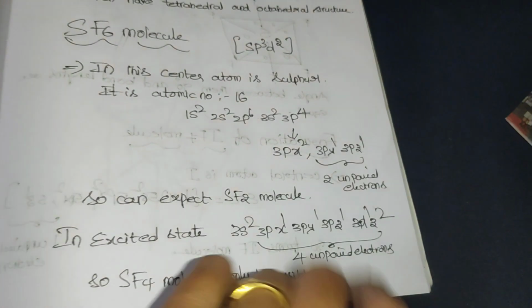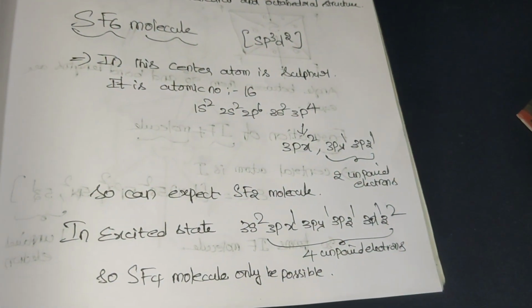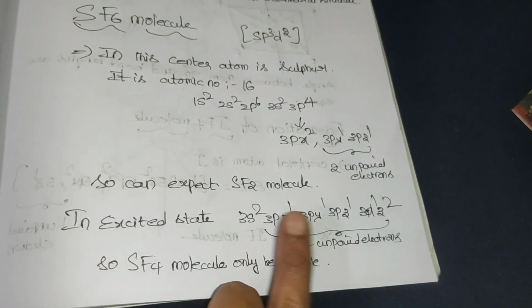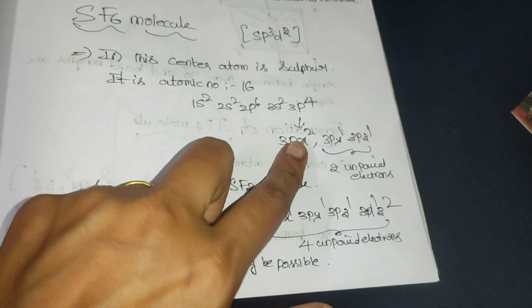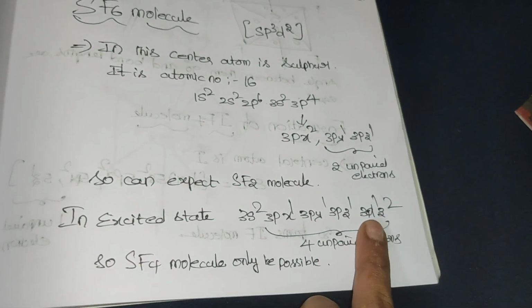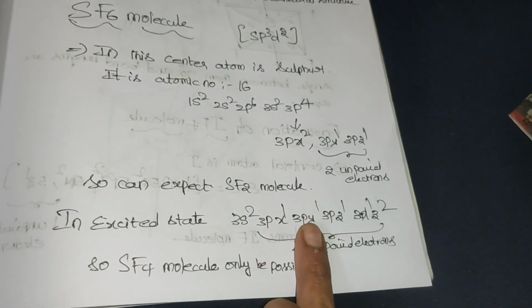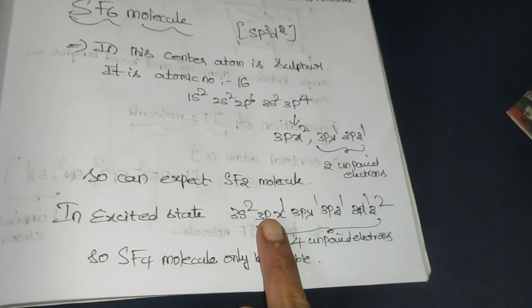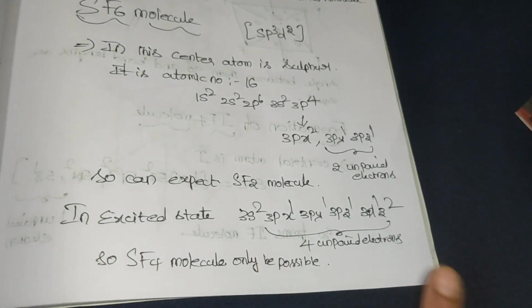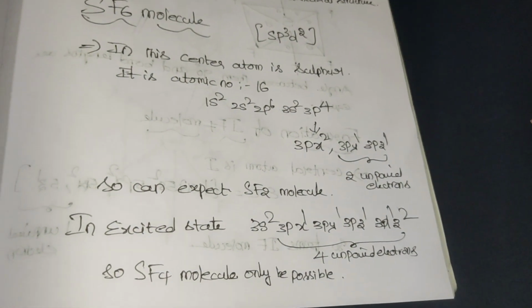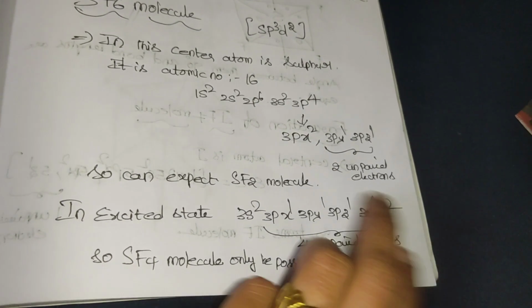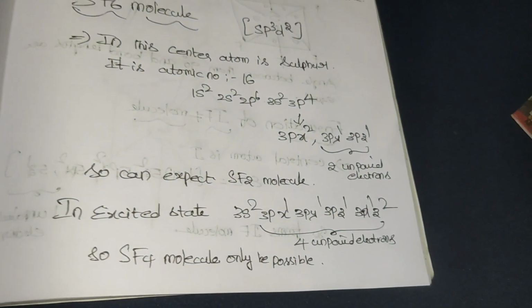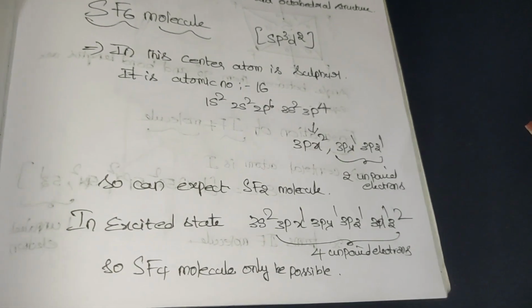But again, this is in the ground state. It will go to the excited state. When it gets excited, what happens? 3px2 will give one electron to 3dz2. So we have 3px1, 3py1, 3pz1, 3dz2 1. So we get 1, 2, 3, 4 unpaired electrons, and we can say SF4 molecule, because of the 4 unpaired electrons. So the SF4 molecule is possible.